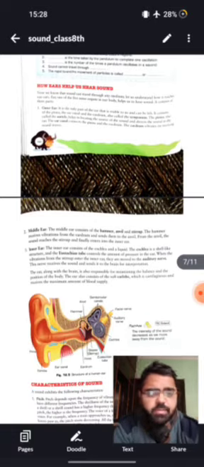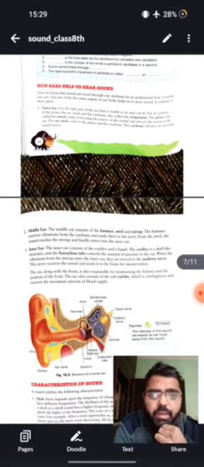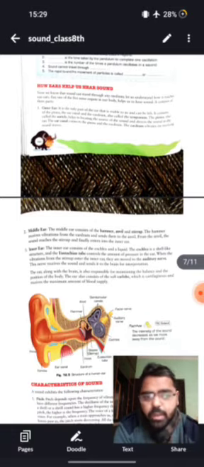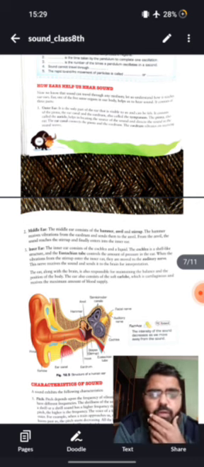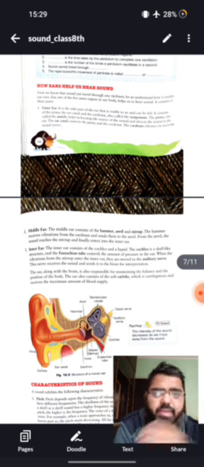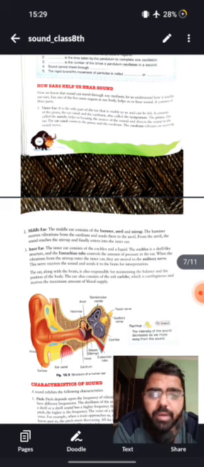Now something we have to understand is the basic structure of our ear. They have given a cross-sectional view of the ear. So the ear is basically divided into three parts: the outer, middle and inner ear. The outer ear is the portion that is visible to you. The middle and the inner ear are not visible.